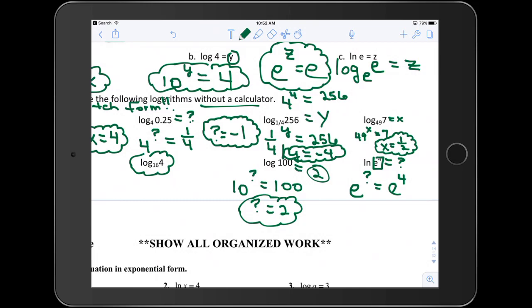So now think about this. e to what number is going to equal e to the fourth? Well, clearly the question mark is going to equal 4. So the answer here is 4.